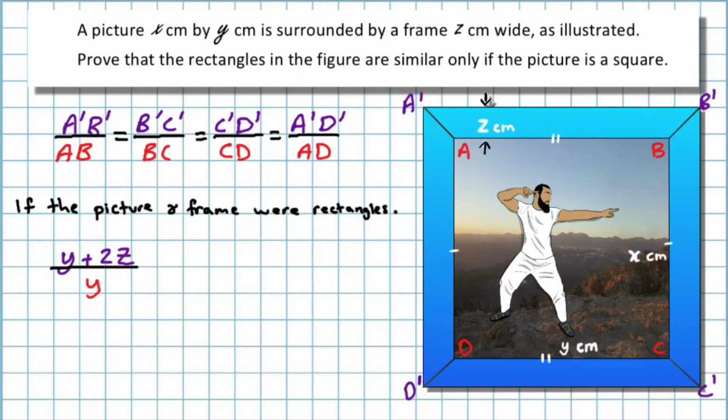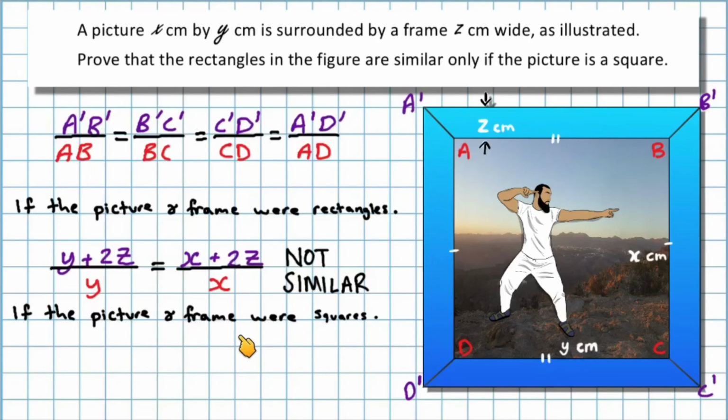Now the width of the shapes is represented by B dash C dash over BC. So again, B dash C dash is going to be x plus z over here and another z over here, because remember this and this is z or z centimeters wide. So that's going to be x plus 2z over x. Now you may notice, because these variables are different, we've got y over here and x over here, the shapes are not similar. Okay?